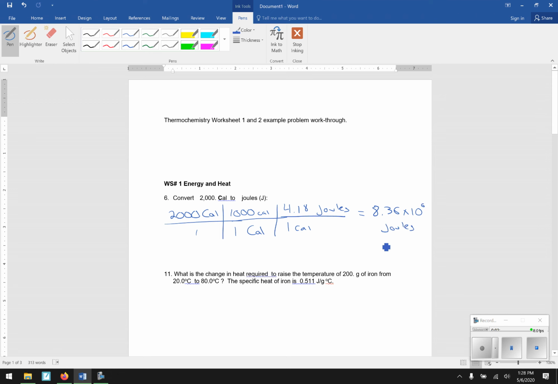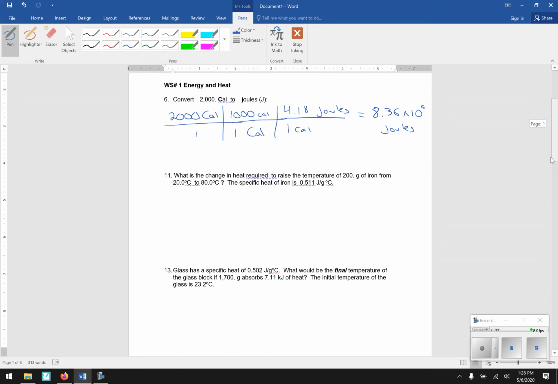So 2,000 big C calories is a standard diet for a human being. Maybe a little low, but 2,000 to 3,000 for humans. That's about 8 million joules of energy that we take in every day.